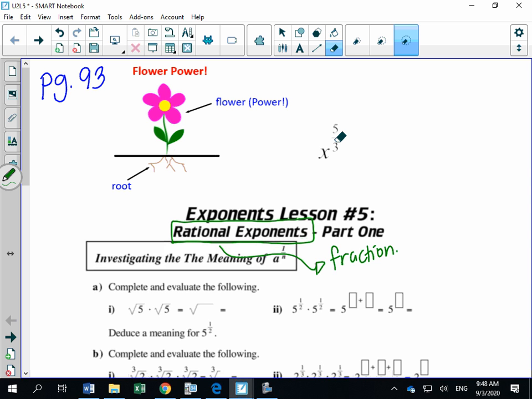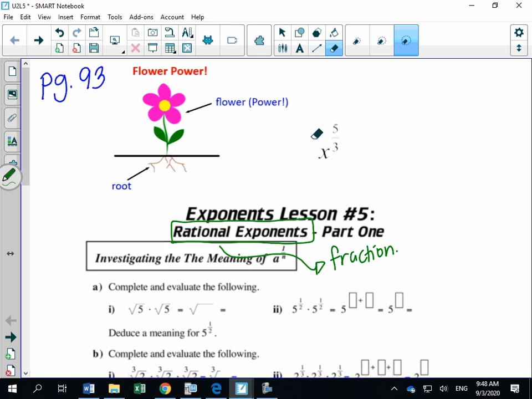So I'm going to teach you something called flower power. At the top of your page, I want you to draw a straight line, which is going to represent the ground. I want you to draw some roots and then a flower. Now in math, when you label this, write down flower, but in brackets, make sure you write the word power, because in math, there's no such thing as flowers, but it rhymes with powers.